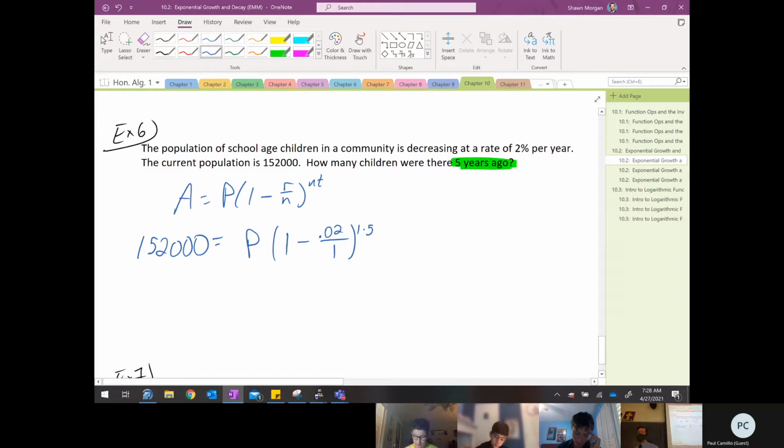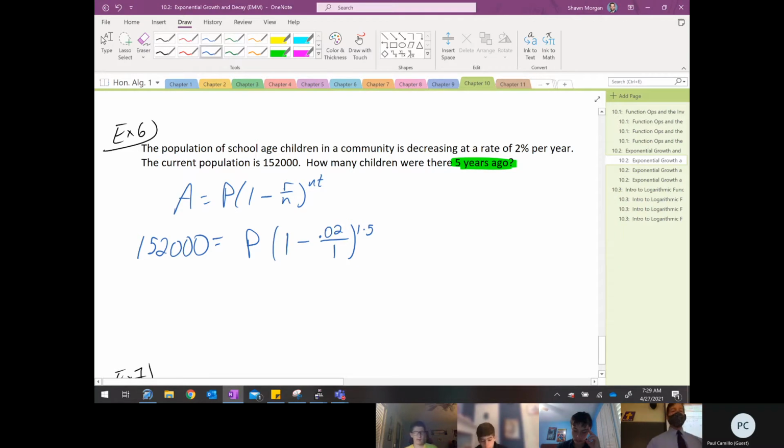Now, logically think about that. Let's say I get P is like 170,000. Let's just make up a round number. And then you put yourself in a time machine, you go back 5 years, you say, okay, guys, we've got a school-age population for children of 170,000. And then we play out the decay for 5 years, and it takes it down to 152,000. That makes sense, because that person 5 years ago would say, in 5 years, how many people are there going to be? He's asking, what is A? In 5 years, what is A? And then we know from the problem here that A is 152,000.